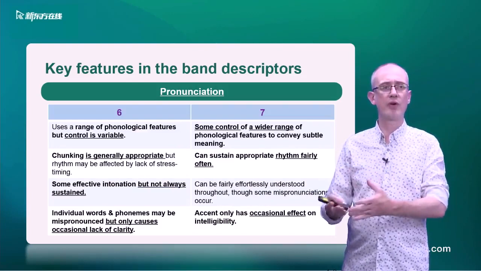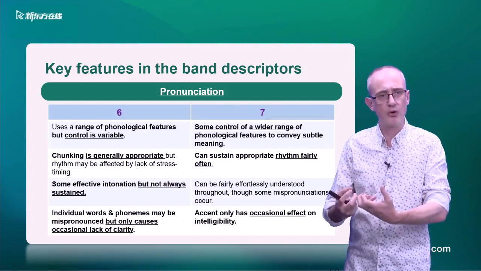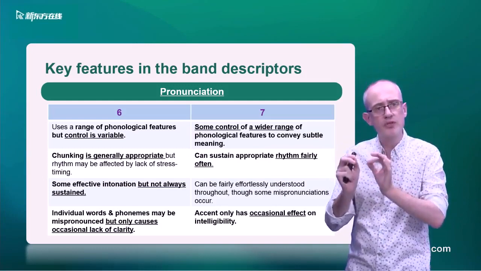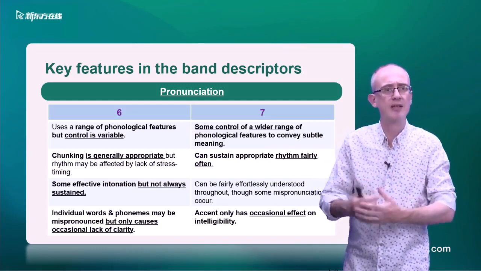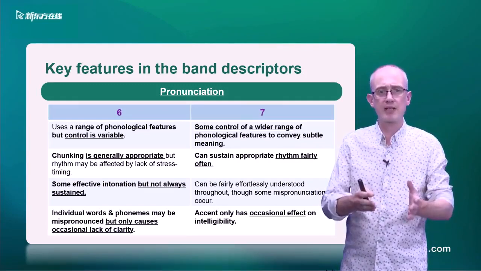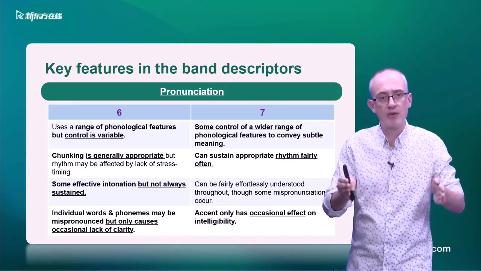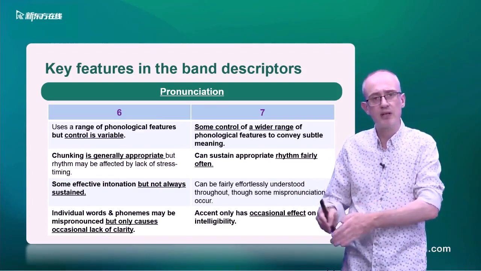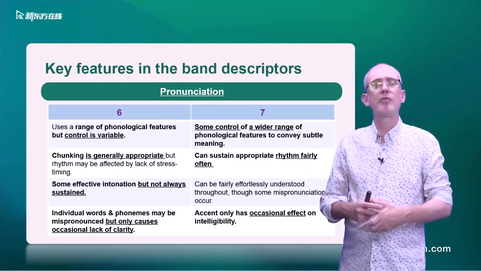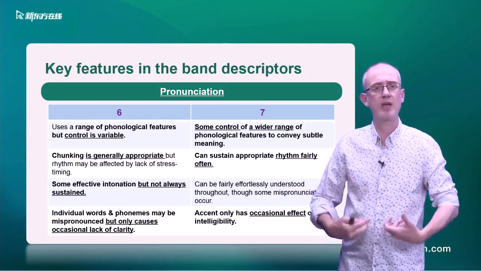Pronunciation. A range of phonological features. Control is variable. For a 7, some control of a wider range of features to convey subtle meaning, nuances of meaning, a sense of style again, and flexibility. Chunking is generally appropriate for a 6. Remember, that's where we're pausing and grouping our meaning phrases, the main phrases, the emphasis we're using, the stress, the pausing, the pace, chunking. Can sustain appropriate rhythm fairly often. So we've got rhythm, chunking, pace, rhythm coming in here as a 7.